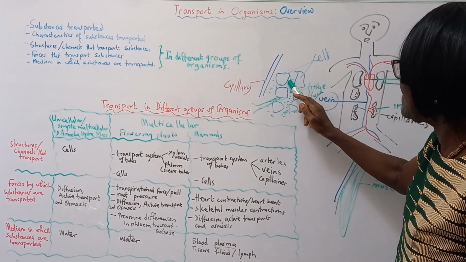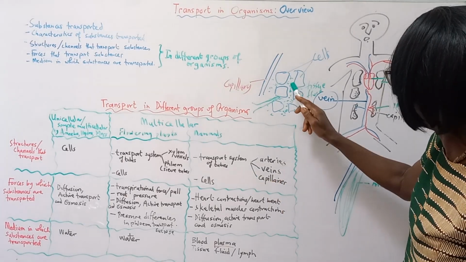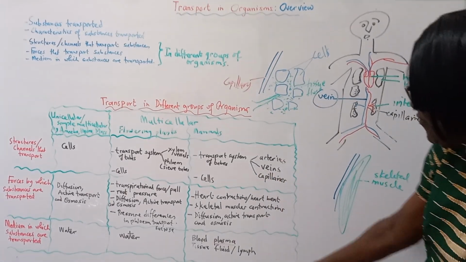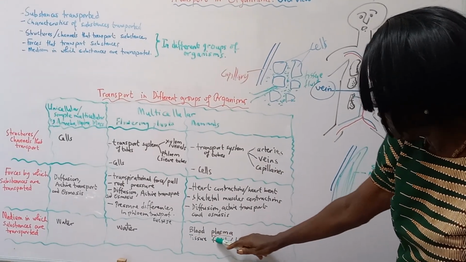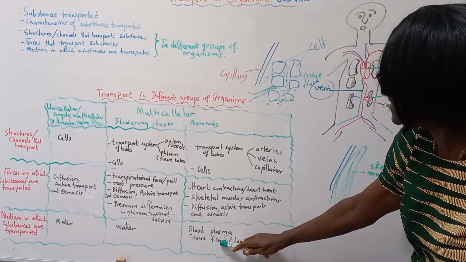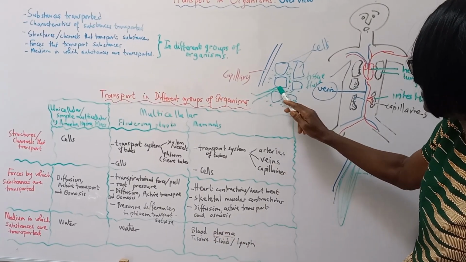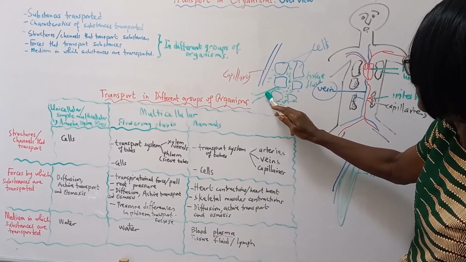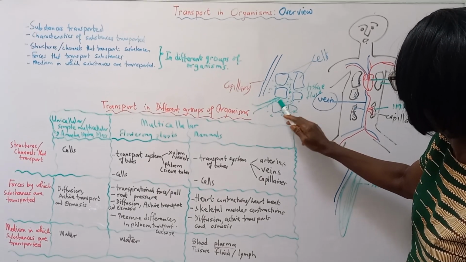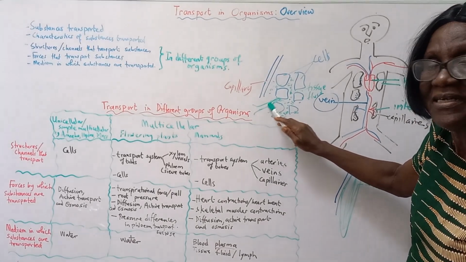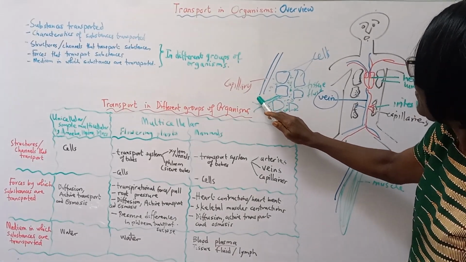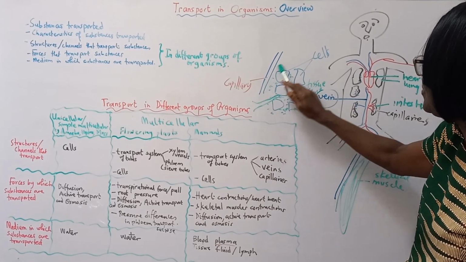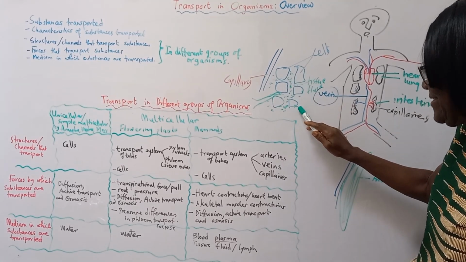Substances move in, substances move out. So tissue fluid is one of the media through which substances are transported. Lymph is simply tissue fluid in a vessel. So if some of this tissue fluid flows in this vessel, that is called lymph. These are things we are going to discuss further in detail.